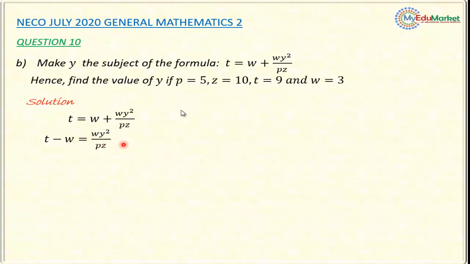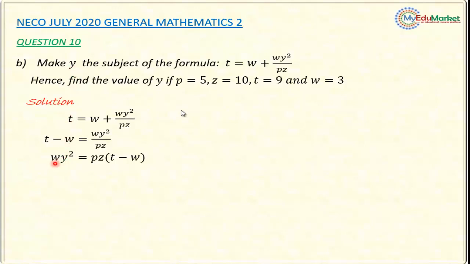Then next to remove is this division by pz. So I'll cross multiply. Cross multiplying will eliminate this pz. So cross multiplying pz times this left hand side, that is t minus w, I'm going to have pz into t minus w, and the wy square multiplied by 1 here gives me wy square. So I'll continue.